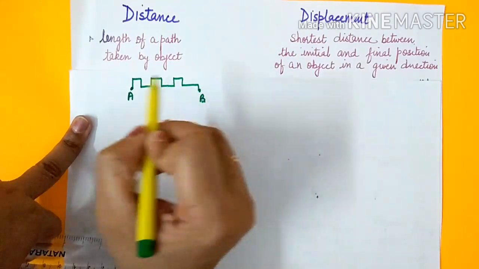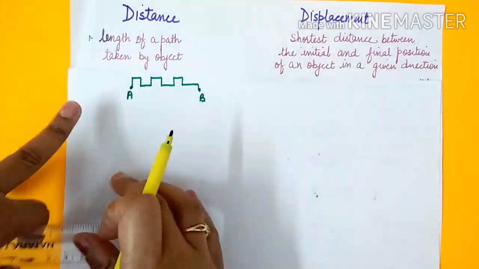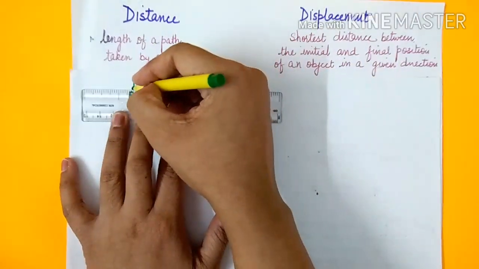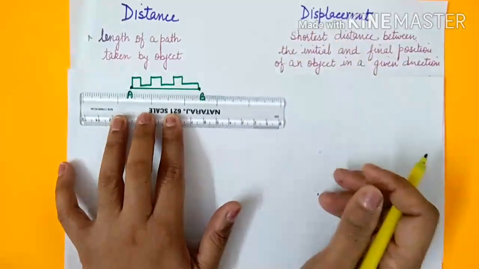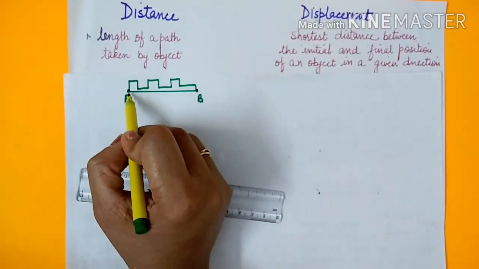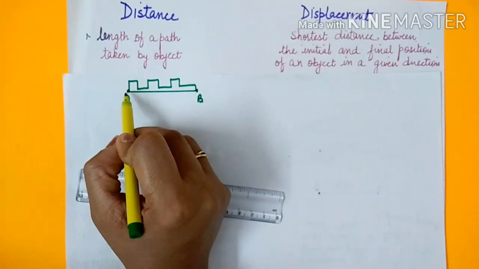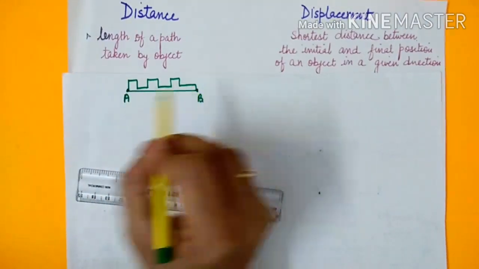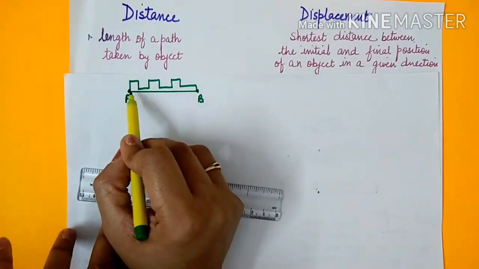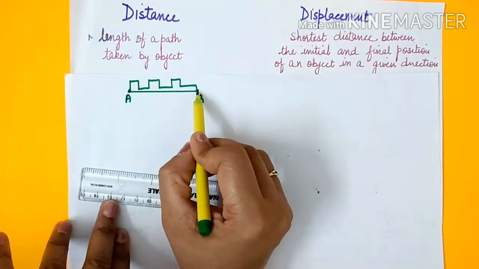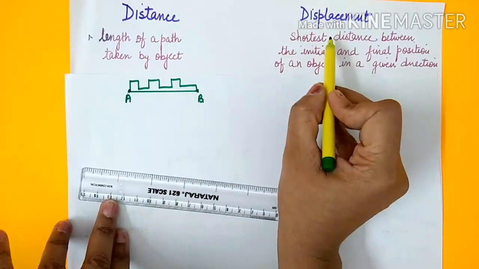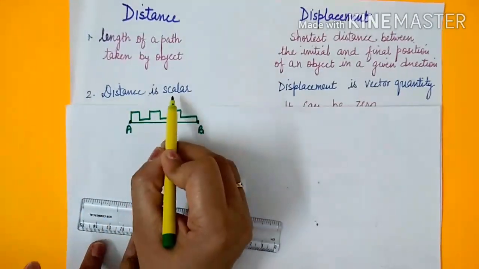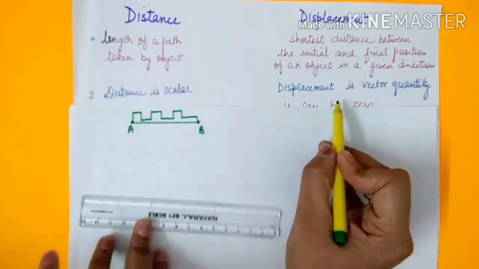If you want to calculate displacement in the same case, you just need to draw the line between initial and final position, because this is the initial position where the person started his journey, and this is the final position where the person ended his journey. So you just need to draw the straight line between initial and final position to calculate displacement, right? And the second point is that distance is a scalar and displacement is a vector quantity.